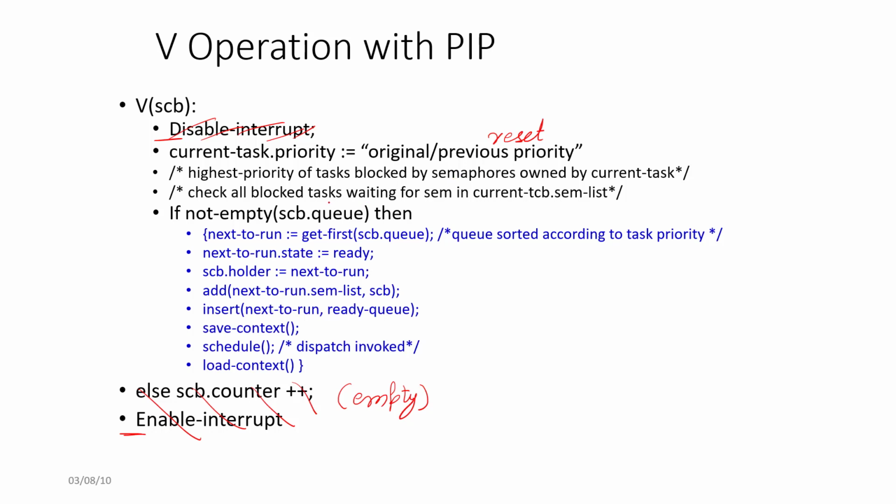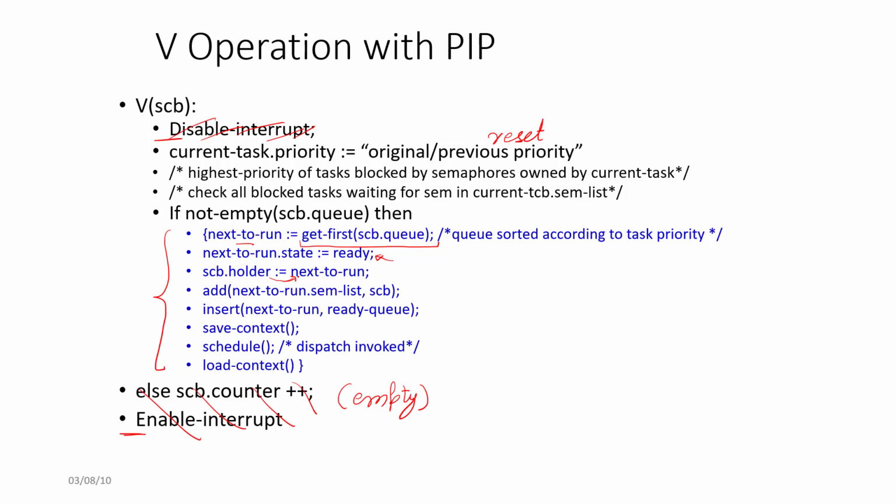Furthermore, what we do is that we again take a look at the queue which is not empty. So in the not empty case, we come to this area. Again, we get the first task in the queue, which is sorted according to task priority. So we get the first task. This one has the largest priority. It's next to run. We set its state to ready. We had done this previously as well. And we make next to run the holder of the resource such that it can run.